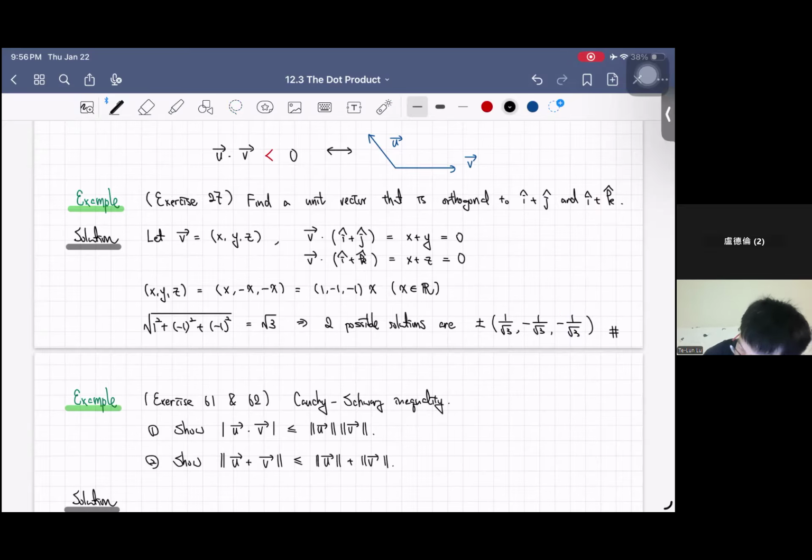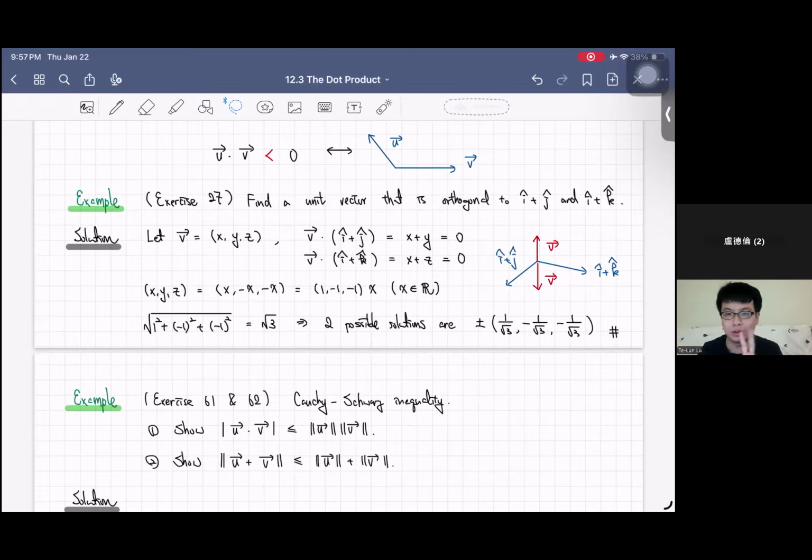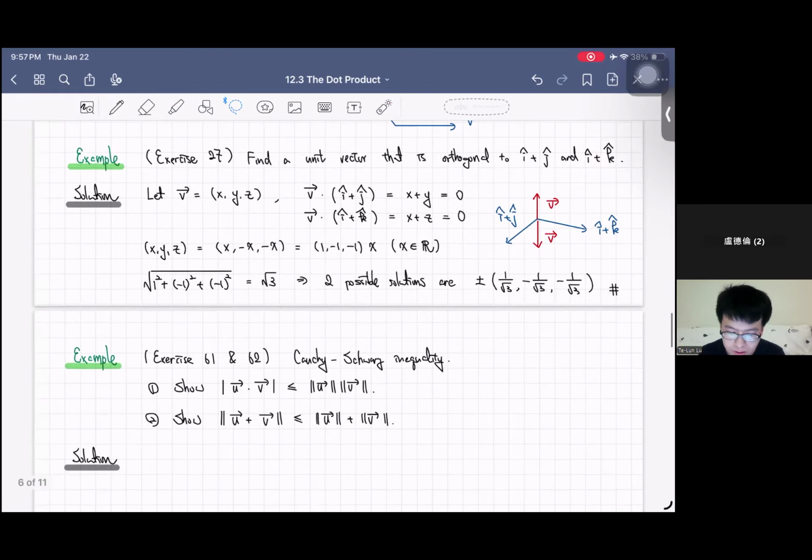And let me draw a picture to show what this means. So if that is i plus j, and that is i plus k, then you have two different choices. One is this way, v, possible choice, and one is this way. So technically, there will be infinitely many choices, but I ask you to fix the length, which is 1. So there's only two possible solutions, this way and this way. Okay, so that's exercise 27.